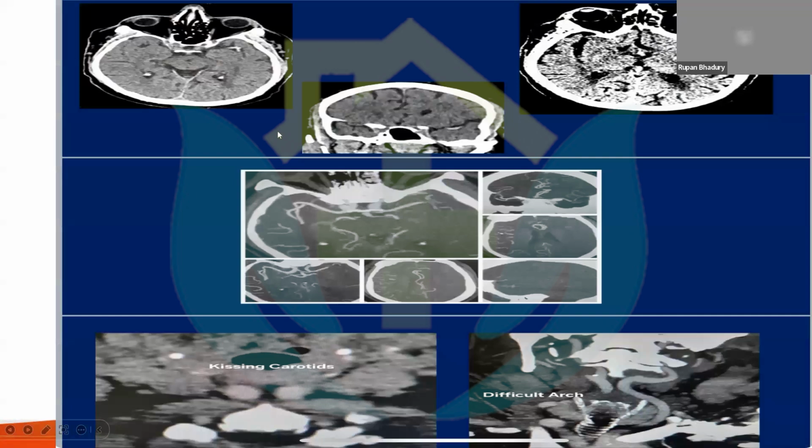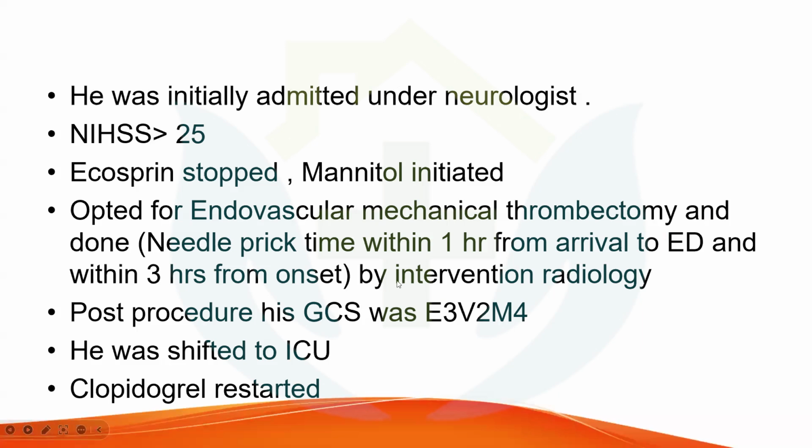Here is the exact CT scan on the upper end, and the CT angio is in the middle side. The stroke was quite large enough to compress the carotid, as we can see here. There was a kissing carotid presentation here, and the artery was difficult to examine on the CT angio. He was initially admitted under the neurologist, but since the NIHSS score was more than 25, he decided not to go for thrombolysis and to plan for mechanical thrombectomy, which is not very common in our setup.